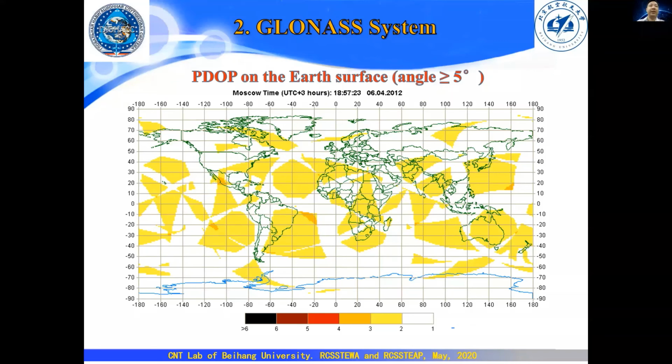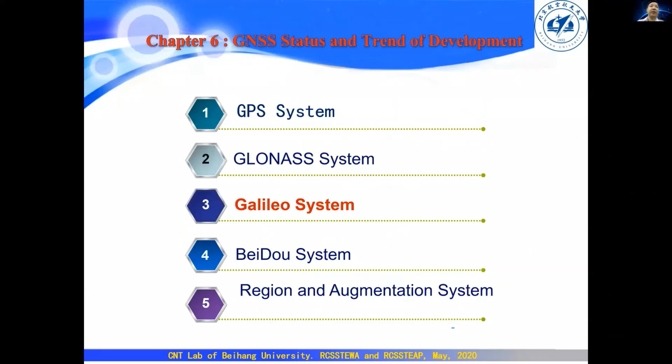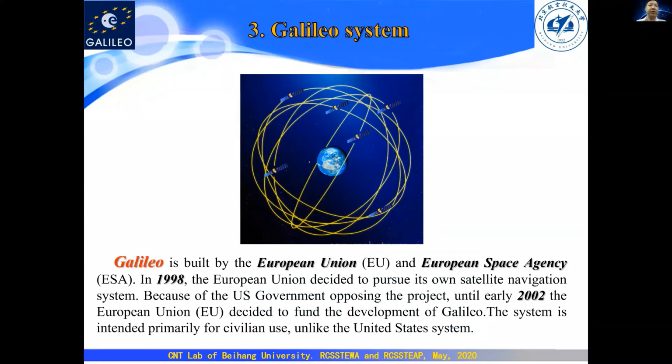And I will look at another thing. I will look at the Galileo system. It's quite interesting. Galileo was actually hoped to be built by the European Union and the European Space Agency in 1998, when they decided to have their own satellite system, because the U.S. government didn't agree with this project. So until early 2002, the European Union decided to fund the development of the Galileo system, and this system is very interesting.